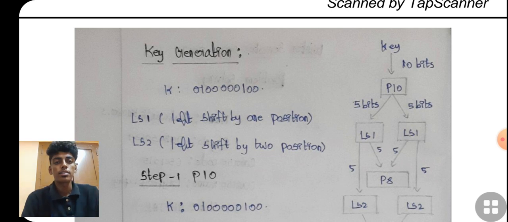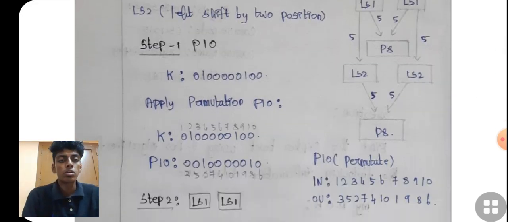In the key generation we can choose the key of 10 bits, and the first step is P10. On the right side we can draw the flow chart of key generation. The 10-bit key is the input to P10. Apply permutation P10. Below I can write the permutation of P10. Input is 1 to 10 and output is 3, 5, 2, 7, 4, 10, 1, 9, 8, 6. So we can find the output of P10.